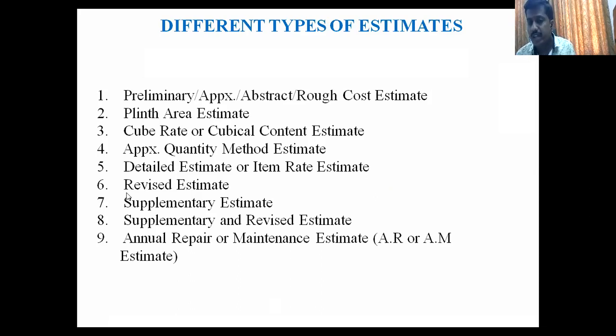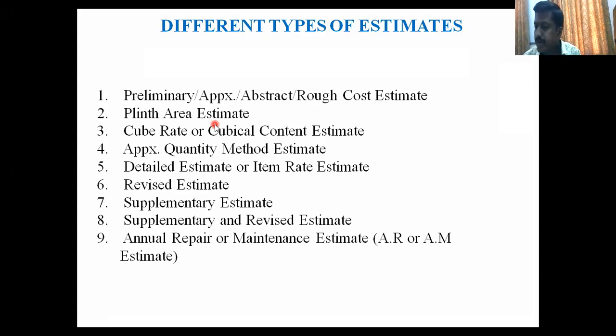So plinth area. Basically, in the plinth area method we determine the actual estimate just by multiplying with the plinth area rate. It's a very simple method. Then cubic rate or cubical content estimate. Now everyone knows our building has length, width and depth, or height. So if you take into account the length of the building or the length of the rooms, the dimensions, it may be L, B and D. Whenever you consider these for preparing the estimate, we are dealing with the cubic rate or cubical content estimate.